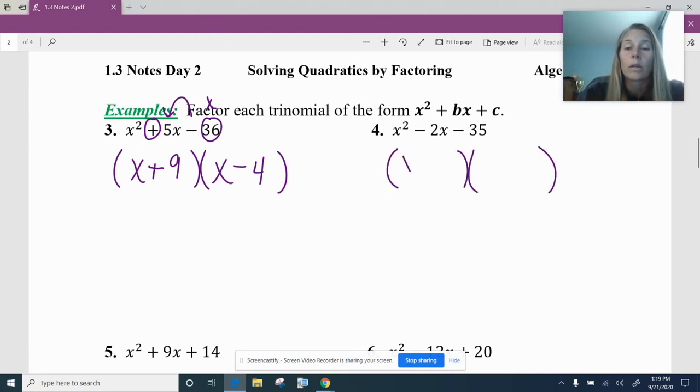Okay, number 4. The two numbers that multiply to get 35 and subtract to get 2. So that's kind of how I think of it in my head.